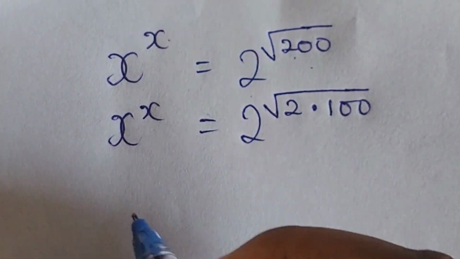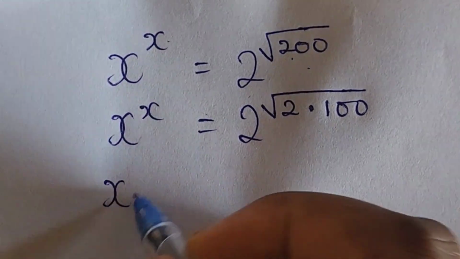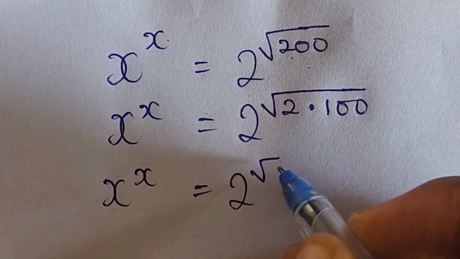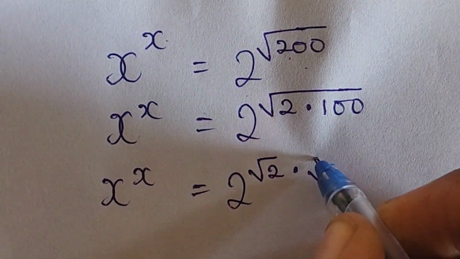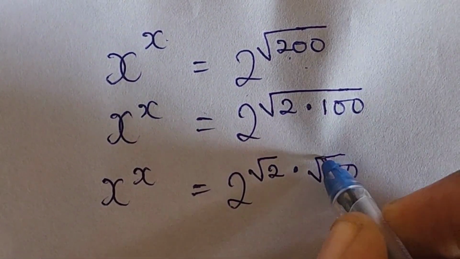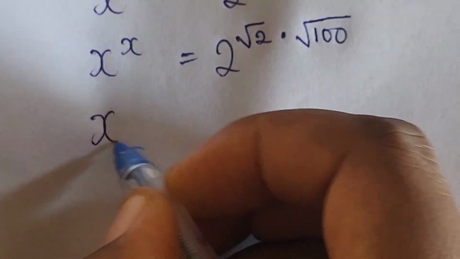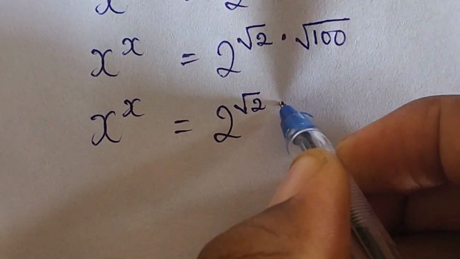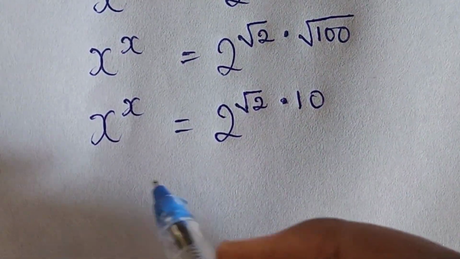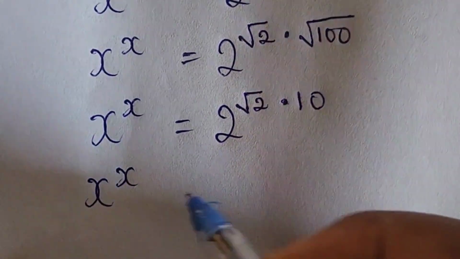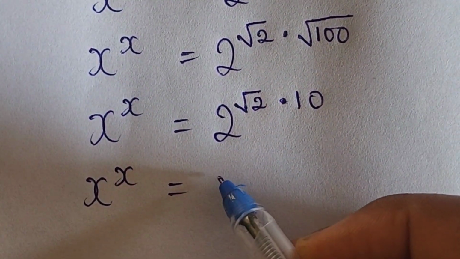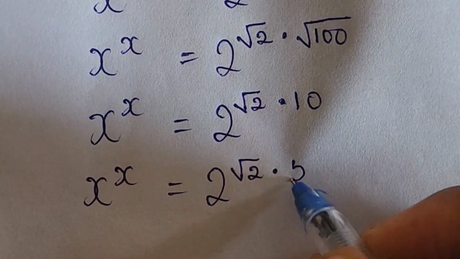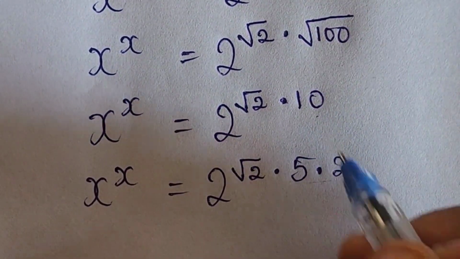So from here we have x to the power of x to be equal to the same as 2 to the power of root 2 root 100. So this gives us x to the power of x to be equal to 2 to the power of root 2 times 10. So resolving this, we have x to the power of x to be equal to 2 to the power of root 2 times 5 times 2, which is 10.